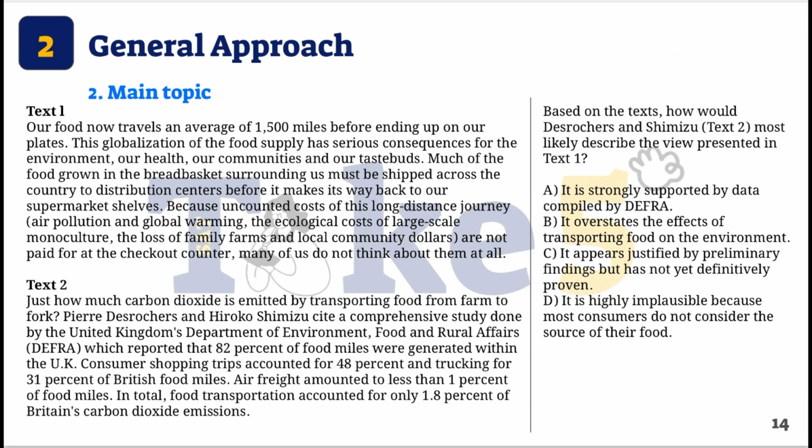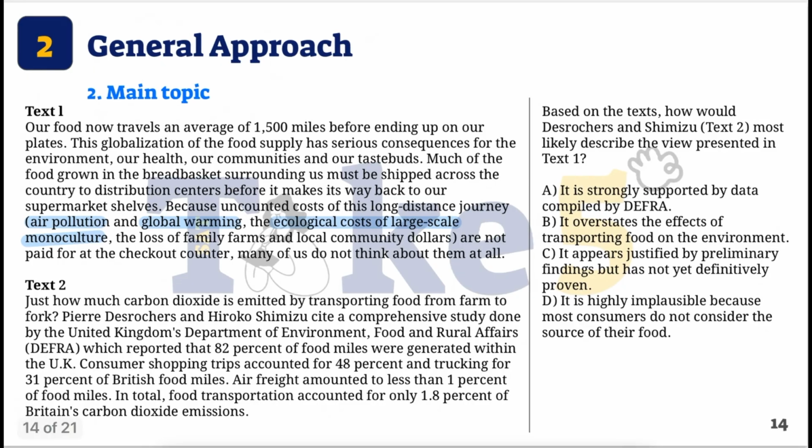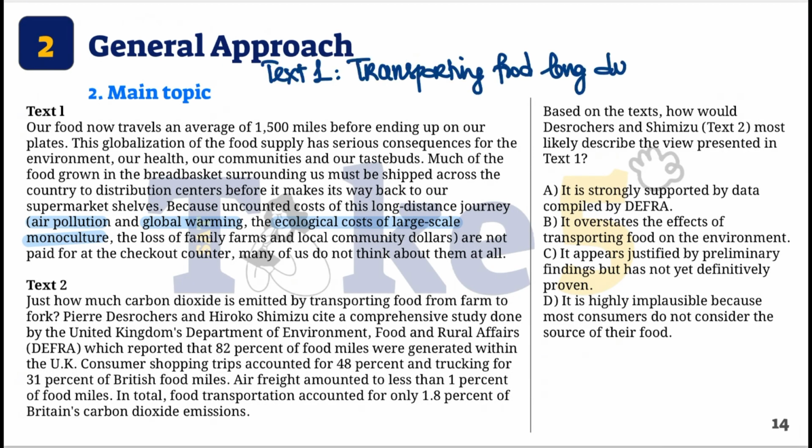Step 2, what is the main argument of each text? Let's find the so what for the main topic of long distance food transportation in each text. Text 1 is pretty straightforward in the last sentence, where it's listing uncounted costs, namely air pollution, global warming, ecological cost of large-scale monoculture, a lot of environmental impact it seems. We can write down the main argument for text 1 as transporting food long distance harms the environment. Text 2 might need some paraphrase work.